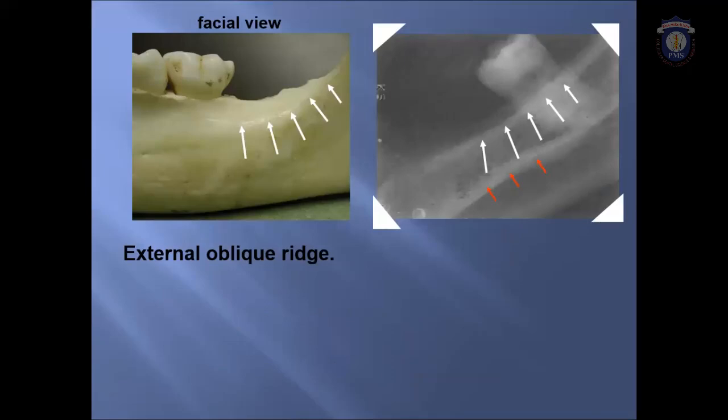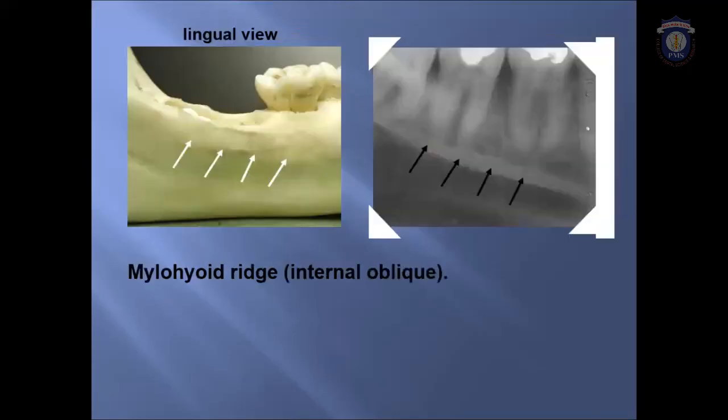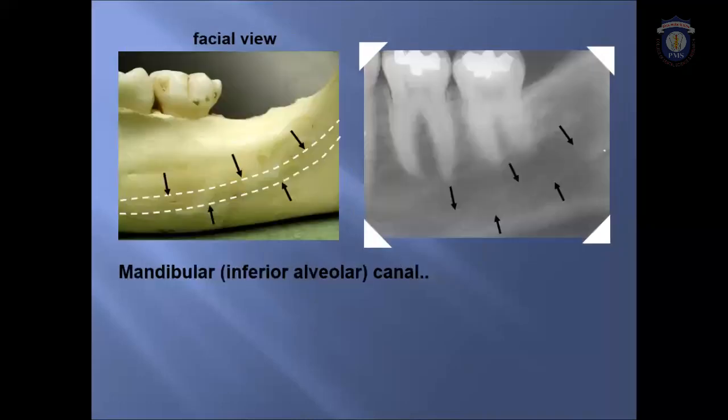So again, a radiograph showing both the external oblique ridge as well as the internal oblique ridge. Here, the white arrow shows the corresponding prominence of the mandible in the lingual aspect, and in the radiograph it is shown as black arrows. The mandibular canal is shown by the white dotted region. It is starting from the mandibular foramen and almost ending at the mental foramen.